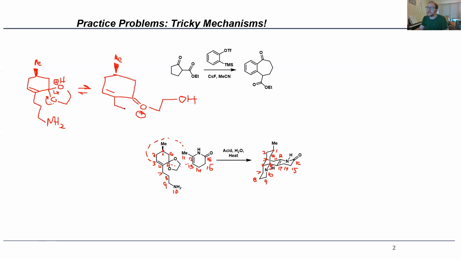Now, it's possible here that water could come and displace this oxocarbenium ion, but it's also possible, and just as likely, that the nucleophile we have on the molecule will do so. And so nitrogen can attack here in a reversible fashion. This generates the 6-membered ring we see in our product.